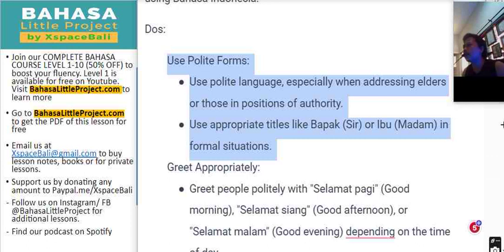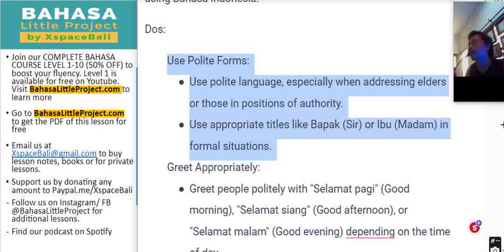The thing that I realized with this is the use of kamu. A lot of beginners of Bahasa Indonesia, for some reason, use kamu to address somebody that they just met online or chat with for the first time. Okay, that is not polite. That is quite rude. So do not use kamu when you're addressing people for the first time. You shouldn't do that.